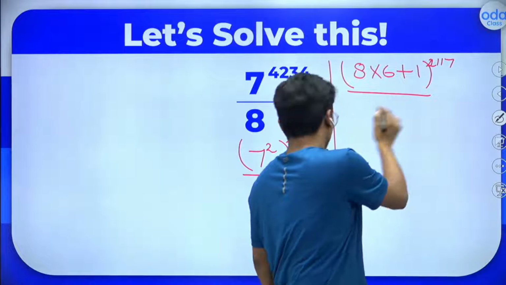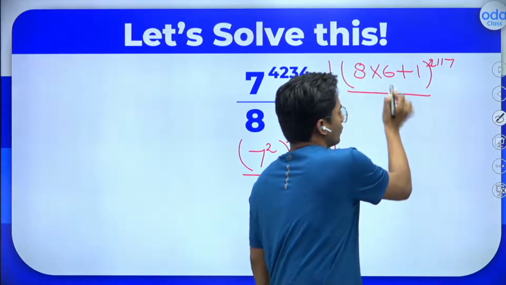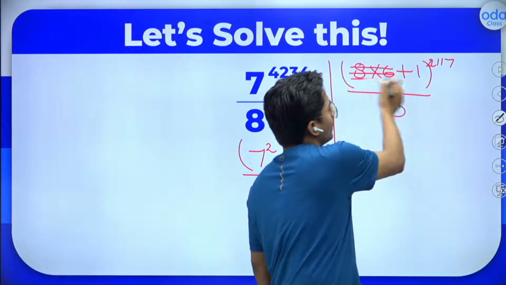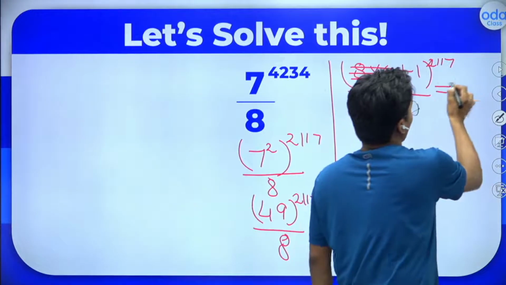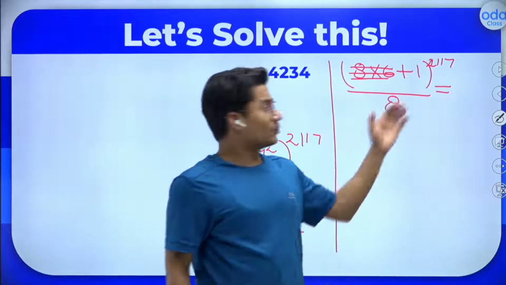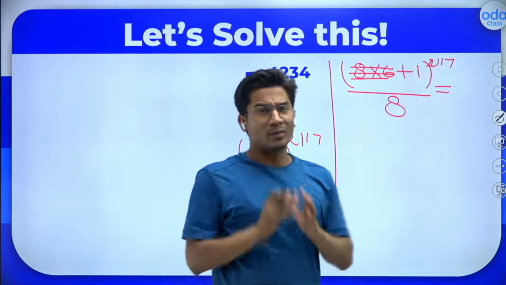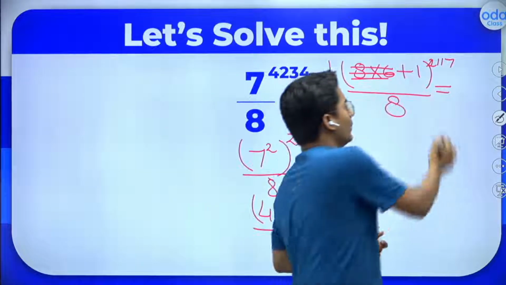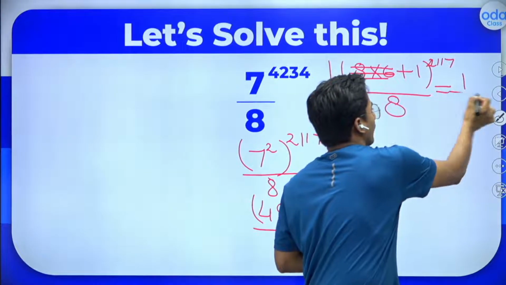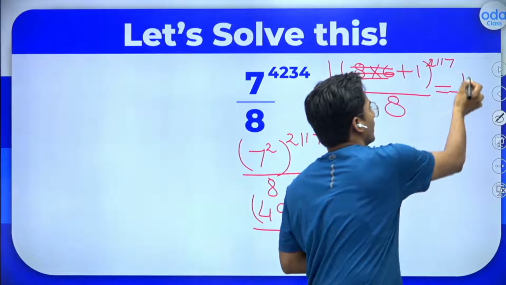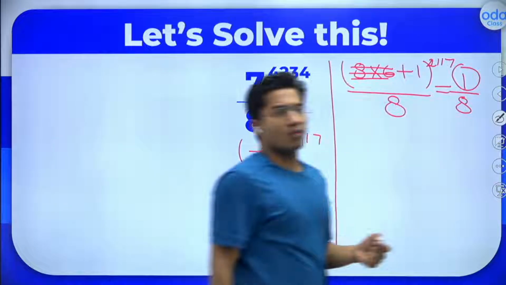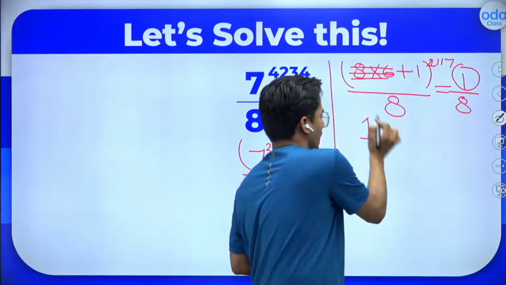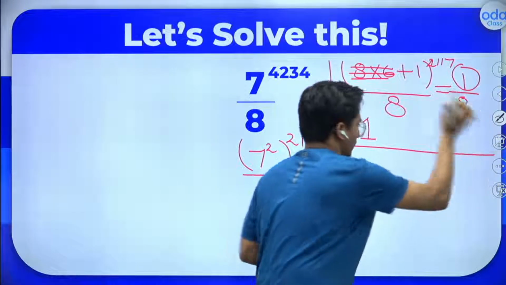So we can have denominator 8. If I'm having 8 here, this will again be forgotten, so I'll be getting 1 exponent 2117. Whatever be the exponent of 1, it doesn't matter to us. So from here, I'll be having 1 upon 8. This is the remainder. What will be our remainder? Our remainder will be 1, whatever you get in the numerator. So now this part is done.